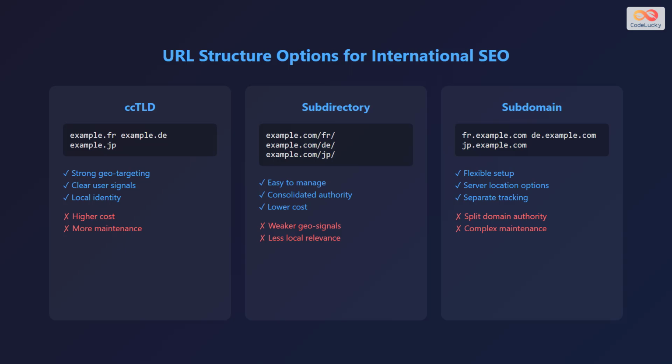Next, we have subdirectories. With this approach, you use a folder within your existing domain to host content for different countries. For example, example.com/fr for France, example.com/de for Germany, and example.com/jp for Japan. The advantages of using subdirectories include ease of management, as everything is within a single domain, consolidated domain authority, which can help with overall SEO, and lower costs compared to ccTLDs.